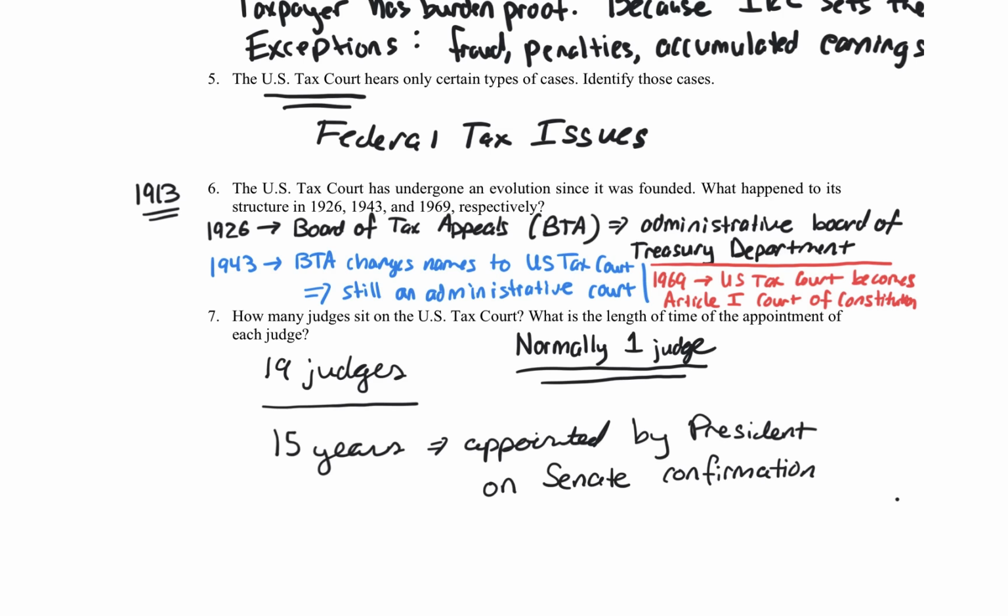So to answer the question, at the time of this video, there are 19, which could change in the future. One chief judge. The chief judge can appoint other judges, known as magistrates, but they don't have the full powers of a regular tax court judge. And the length of appointment is 15 years for each judge, appointed by the president with Senate confirmation. When their time is up, the president can appoint somebody else, reappoint that judge, whatever they want to do.